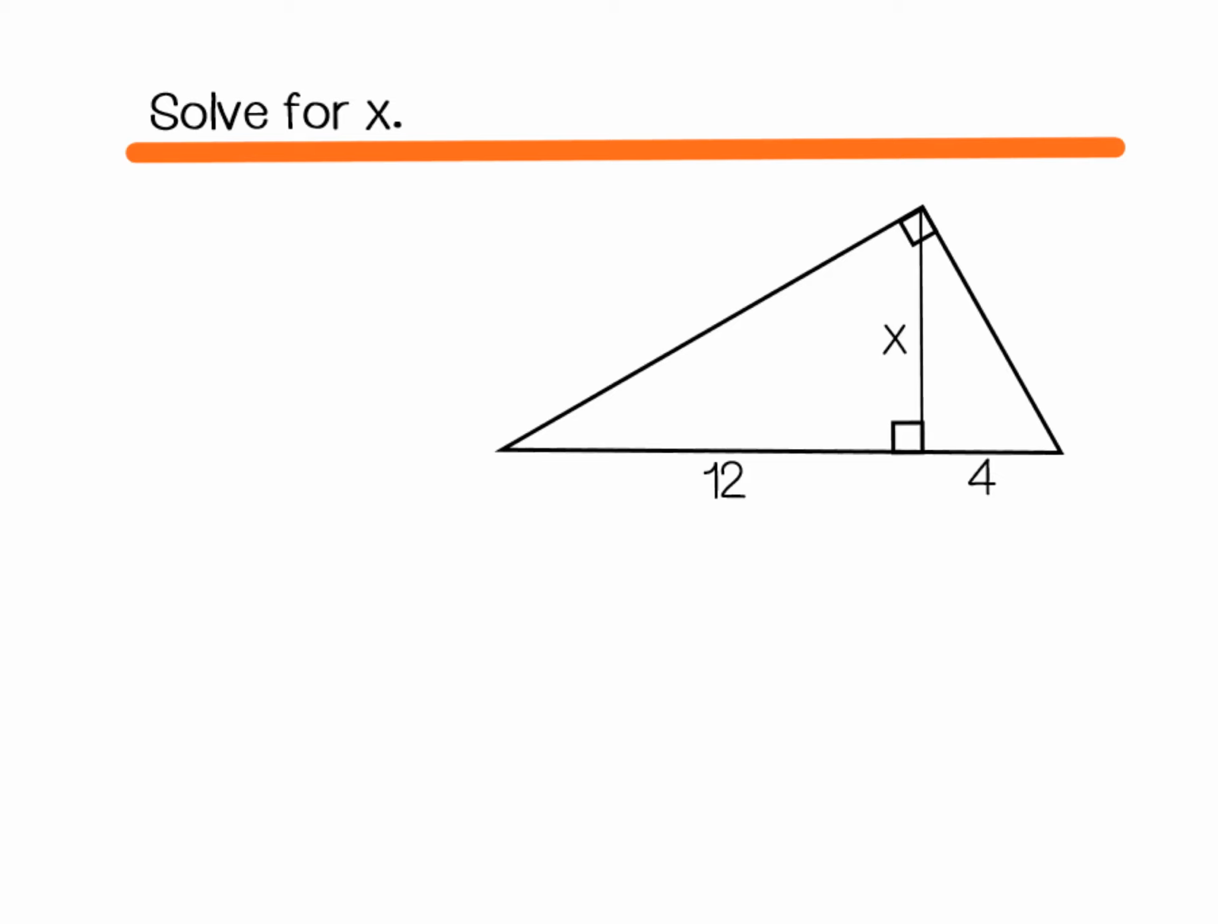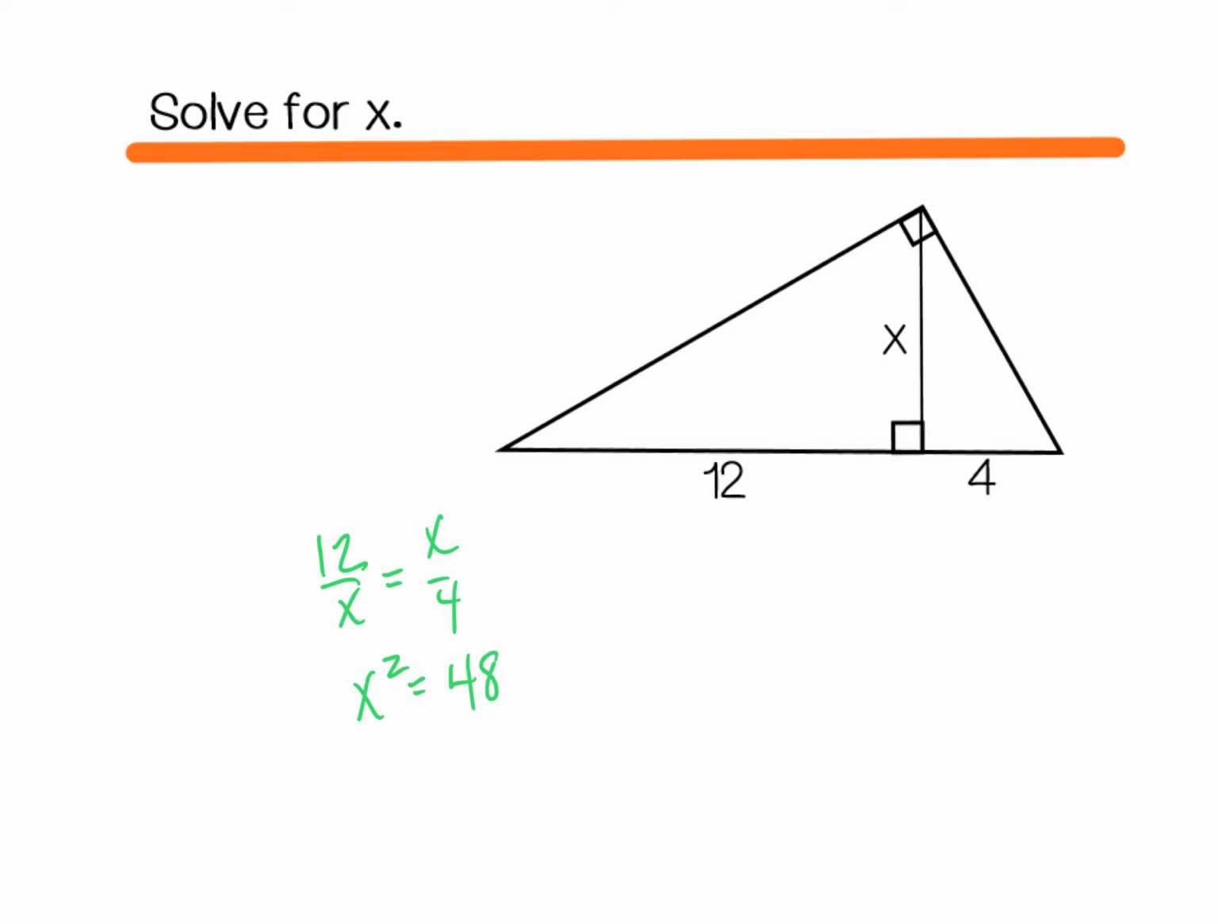Okay, so let's solve for x. X is going to be our altitude. So the altitude is the geometric mean of my 2 parts of my hypotenuse. So I really just need to find the geometric mean of 12 and 4. So 12 over x equals x over 4. So x squared equals 48.